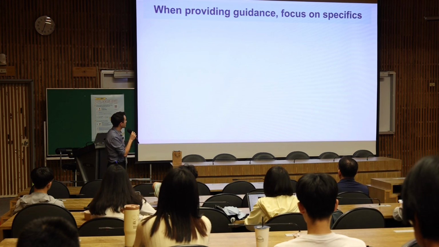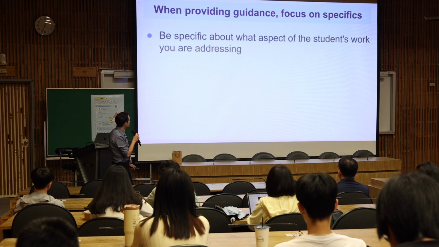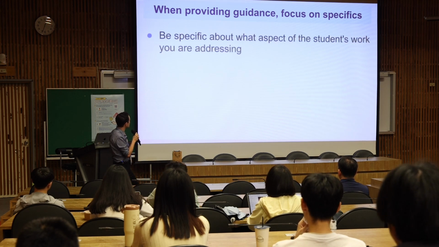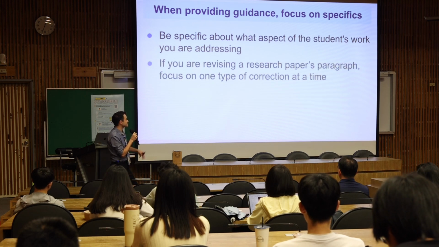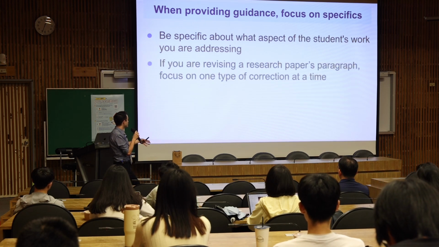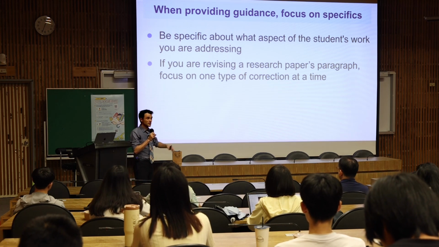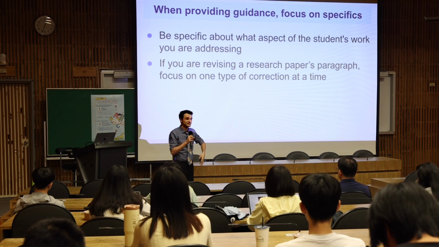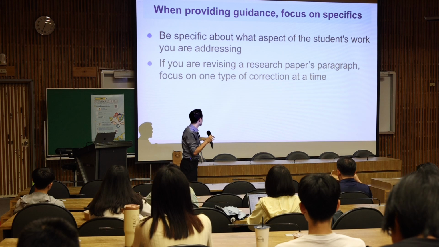Next topic, when providing guidance, focus on specifics. Be specific about what aspect of the student's work you are addressing. If you are revising a student's research paper's paragraph, focus on one type of correction at a time. We might see 10 different mistakes, but the student won't know what you're correcting. So here's what we do.